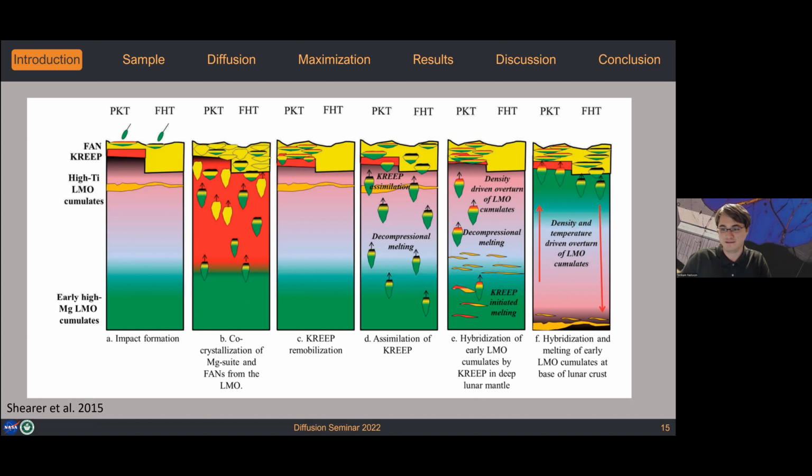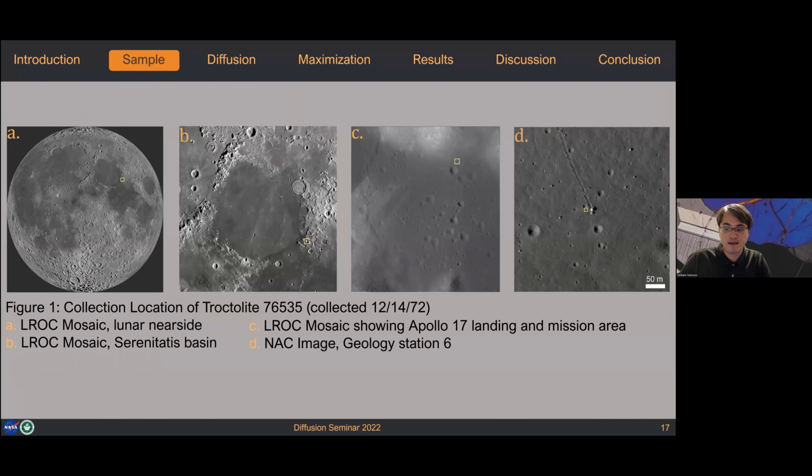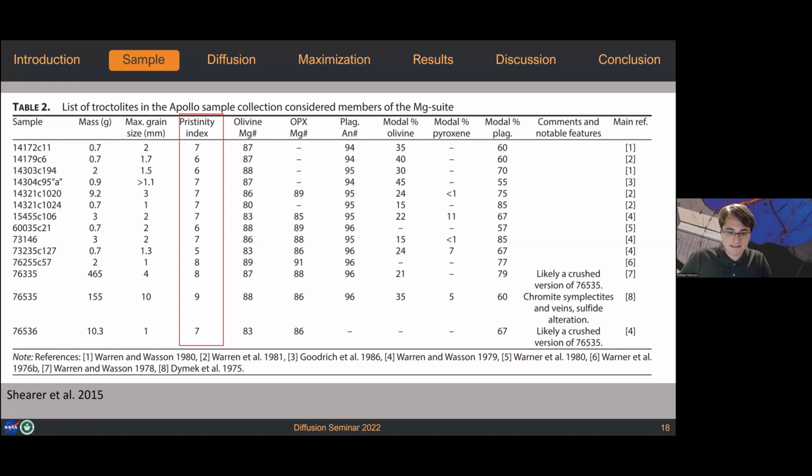And to fully address which petrogenesis mechanism is most likely, we specifically would be interested in understanding the thermal history of these samples. And for that, a key candidate would be sample 76535. This is a troctolite made up mostly of plagioclase, olivine, and orthopyroxene that is, as you can see, heavily annealed and was collected by the Apollo 17 mission right on the edge of the lunar highlands at Geology Station 6. What makes the sample so valuable for this study, though, is the pristinity index.